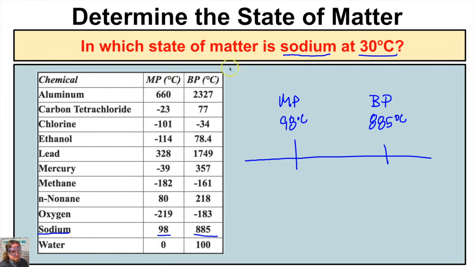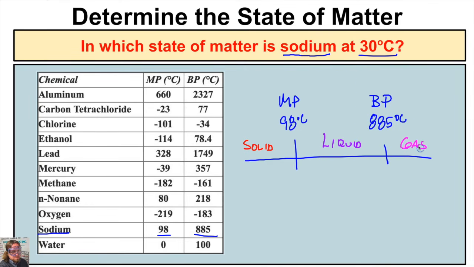So we'll go ahead and put solid right here. Everything that is in between the melting point and boiling point will be a liquid. And everything that has a temperature that is higher than the boiling point is going to be a gas.